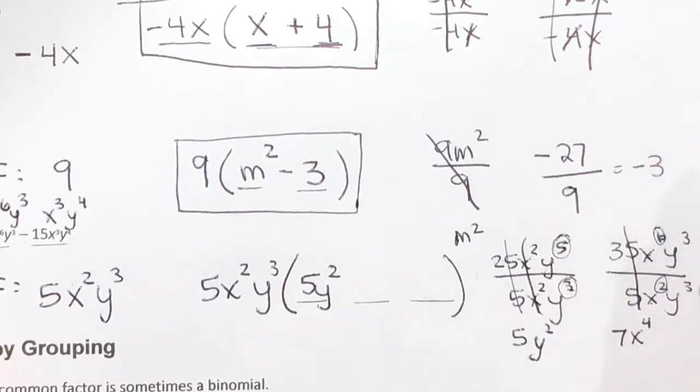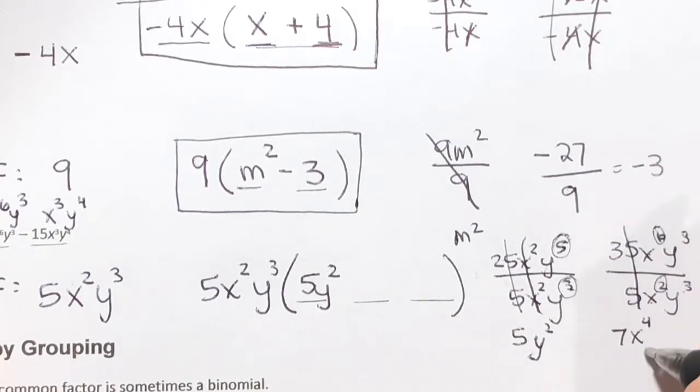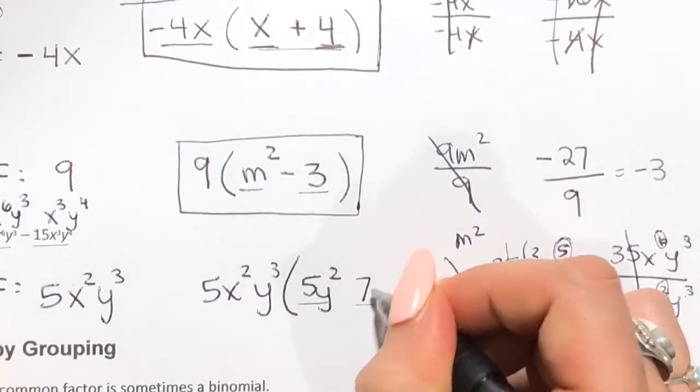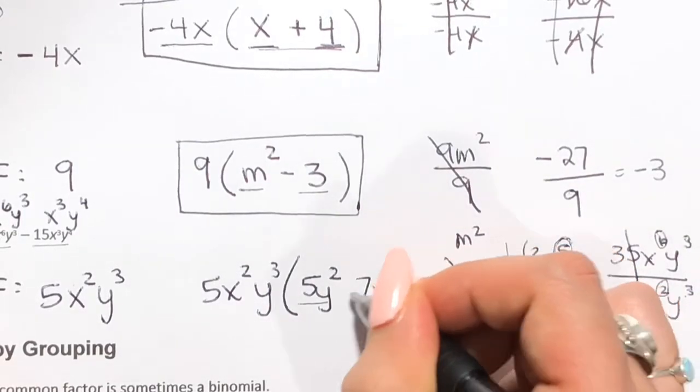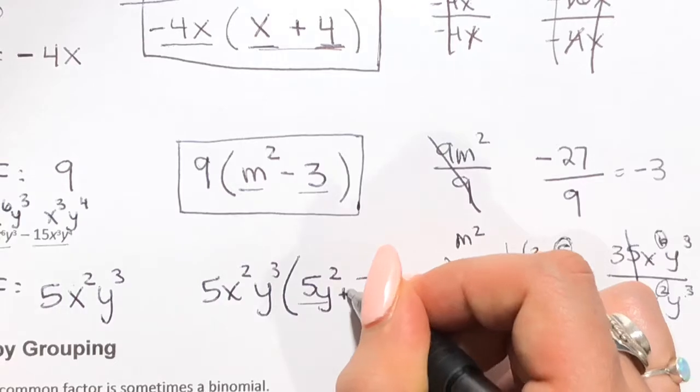And then look at the y's, they match. So, and you can kind of think about it as 3 subtract 3 is 0. So we don't have any y's left over. So we just have a 7x to the 4th. And since that was a positive number, this is going to be a plus sign here.